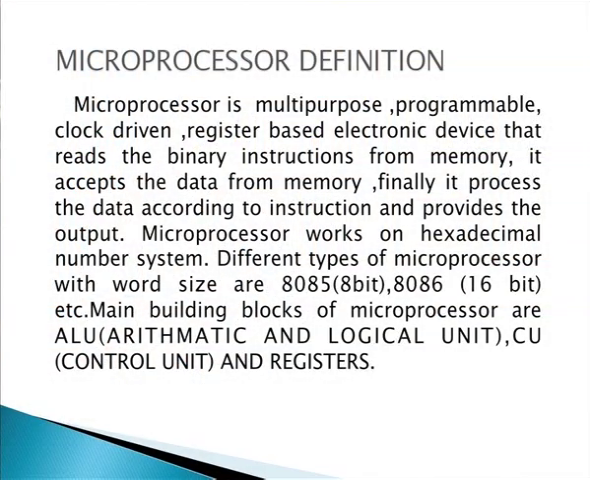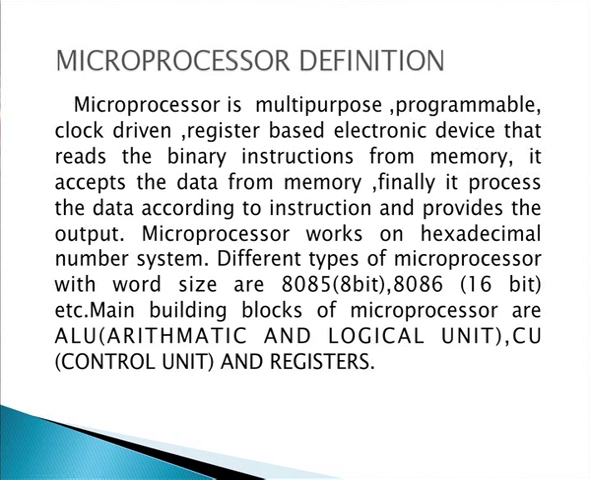So, now let us see the definition. Microprocessor is a multi-purpose, programmable, clock driven, register based electronic device that reads the binary instructions from memory. It accepts the data from memory. Finally, it processes the data according to instructions and provides the output. Microprocessor works on hexadecimal number systems. The different types of microprocessor with word size are 8085, an 8-bit microprocessor, 8086, a 16-bit microprocessor, etc.